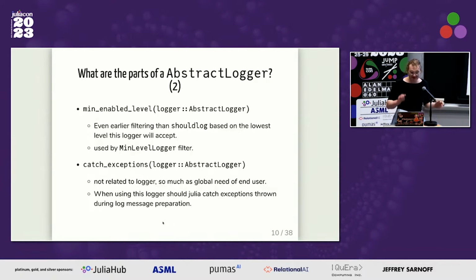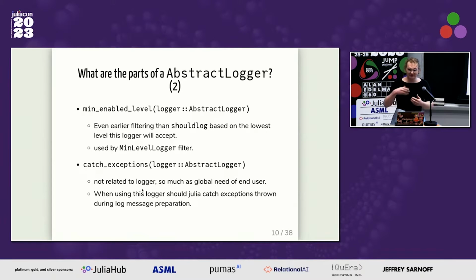The other 2 parts I feel are a bit more minor. There's min_enabled_level, which is an early filter that just filters on the level of the logger with no other information. We have a MinLevelLogger for that. And catch_exceptions. So catch_exceptions isn't really related to the logger, but right now it is part of the logger interface. It's related to the global needs of the end user.